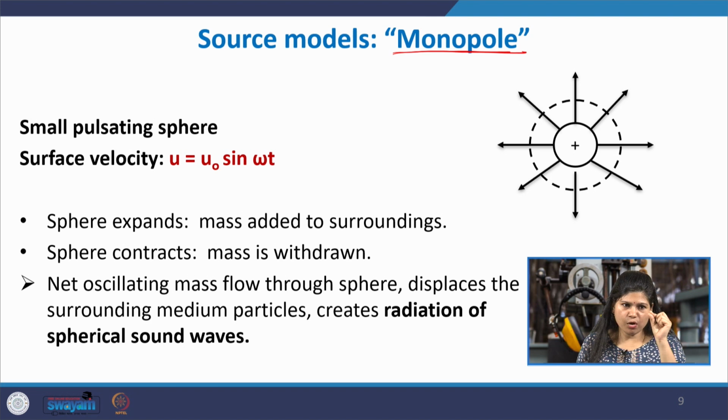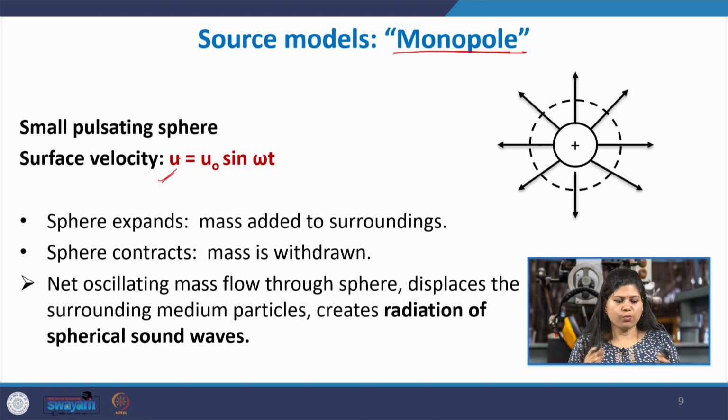So, a very small spherical source or a small ball of mass which is pulsating in the atmosphere, which means that the ball is expanding, contracting, and doing so at a very high speed, high enough speed to create sound waves. Okay? So, let us say the surface velocity is something u.